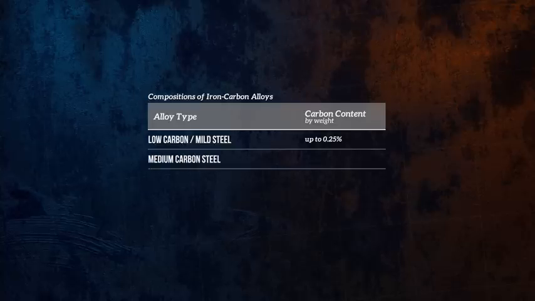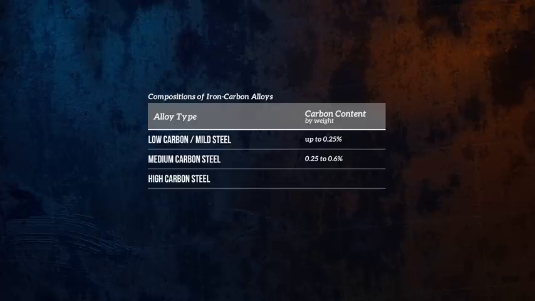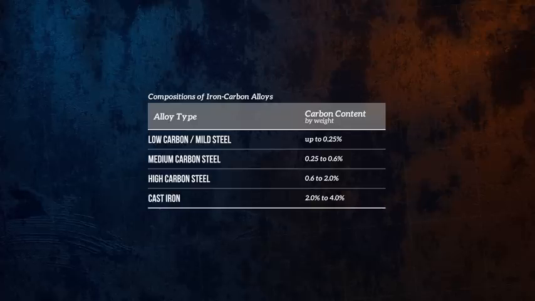Medium carbon steel contains between 0.25 and 0.6% carbon, and high carbon steel contains between 0.6% and 2% carbon. Since these steels contain a larger amount of carbon, they are stronger and can be more easily strengthened using different heat treatment methods, like quenching and tempering. Between 2% and 4% carbon, we obtain cast iron. It has good fluidity, and the additional carbon lowers the melting point of the alloy, making it good for casting, although it tends to be brittle.